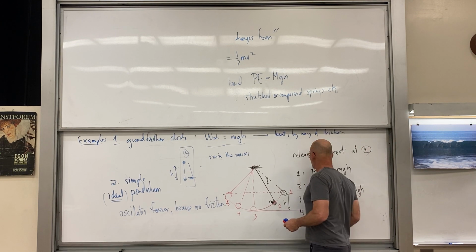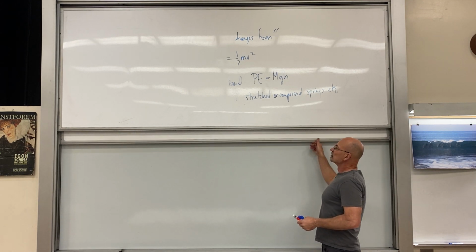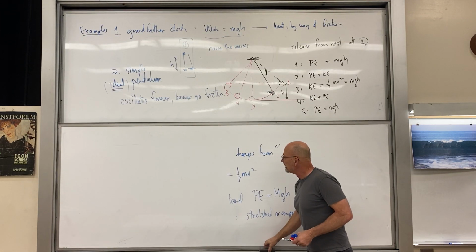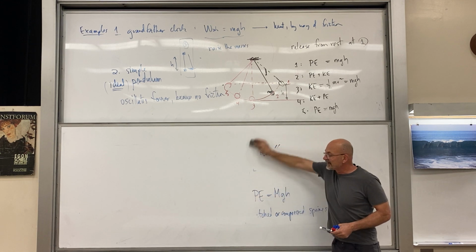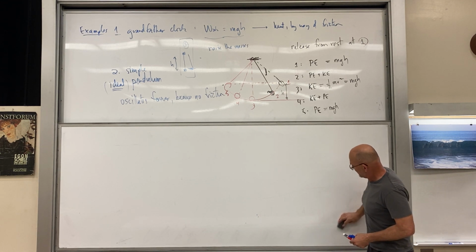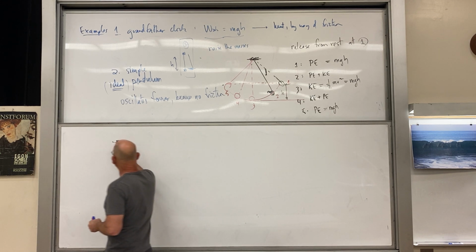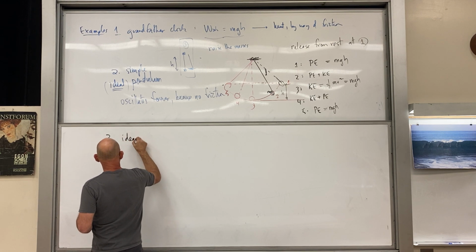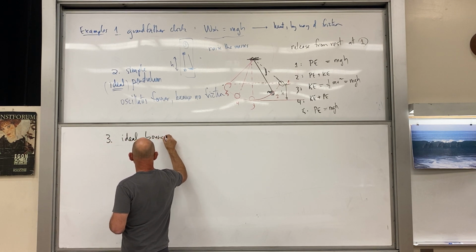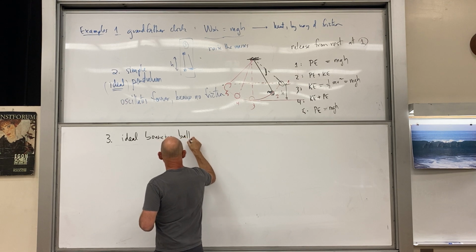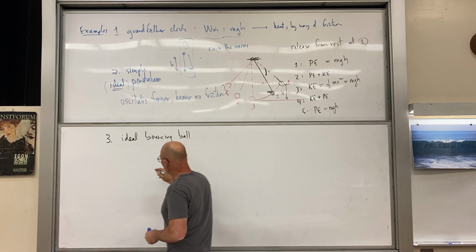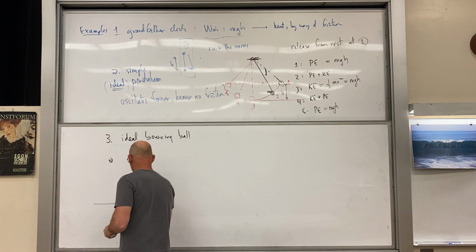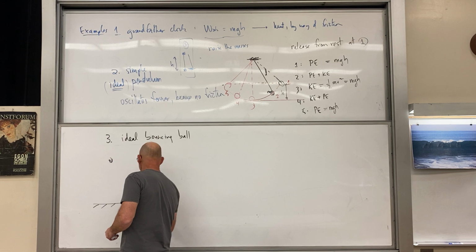Okay, good. So that was the second example. The third example is just an ideal bouncing ball. So example 3, and these have to convince you. So it's an ideal bouncing ball, and really the same mathematics that I just wrote down holds true here. So here's an ideal tennis ball. Here's the ground level, ideal ground.